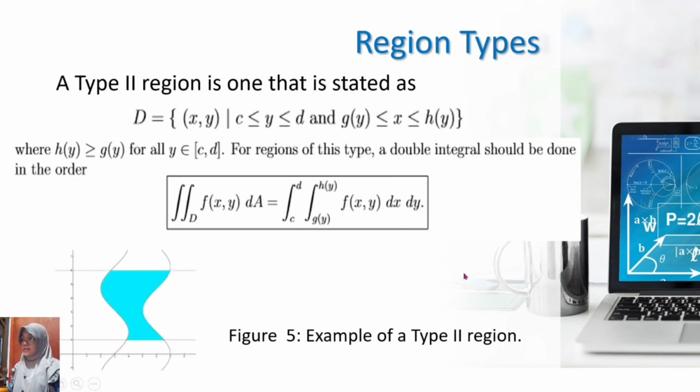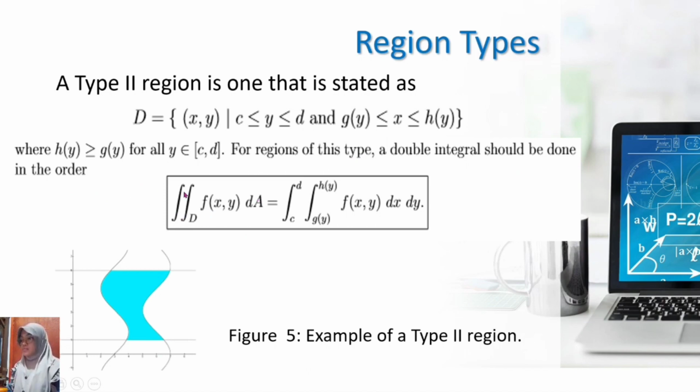So next, let's proceed to the type 2 region. A type 2 region is one that is stated as the region D, which is equal to the set of x and y such that y is greater than or equal to c but less than or equal to d, and x is greater than or equal to the function g of y but less than or equal to the function h of y, where h of y is greater than or equal to the function g of y for all y in the interval c to d. For regions of this type, a double integral should be done in this order.